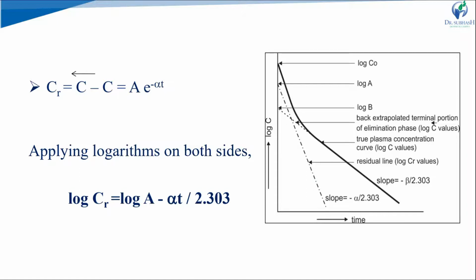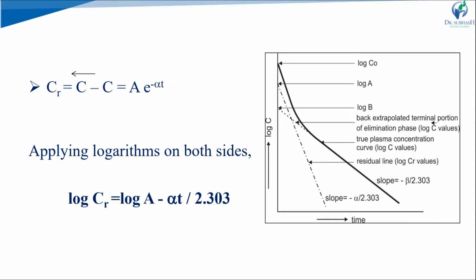So now we have to go for the graph of log C versus time. In that, the two plasma concentration curves are there. Initially there is a rapid decline, then a slow decline in the elimination phase. From that we find the slope, and from that we find the beta value. Then extrapolated minus true gives us the residual line. From the residual line we get a straight line. From that straight line we find the slope, which is equal to minus alpha upon 2.3. So we find the alpha.